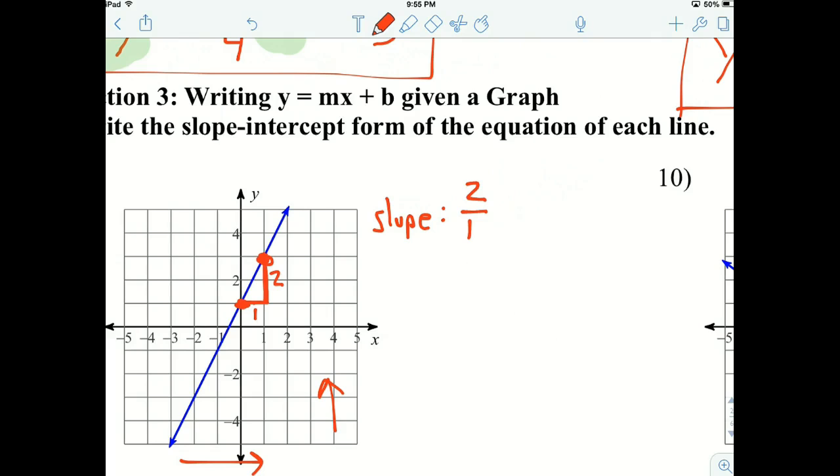So my slope is a positive 2 over 1. My y-intercept is where I cross the y-axis, which is this line right here. The place that I do that is up 1. So my y-intercept is going to be 1. Now if I'm going to write it in that form, y equals mx plus b, I would write y equals my slope, 2 over 1, x, plus my y-intercept, 1.